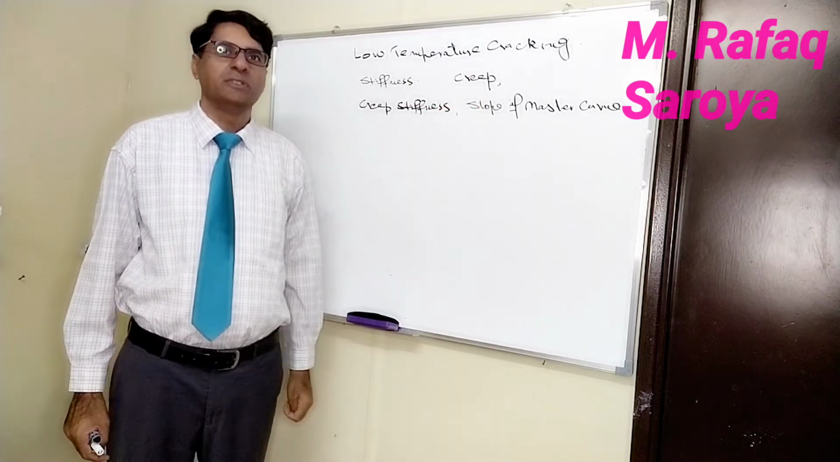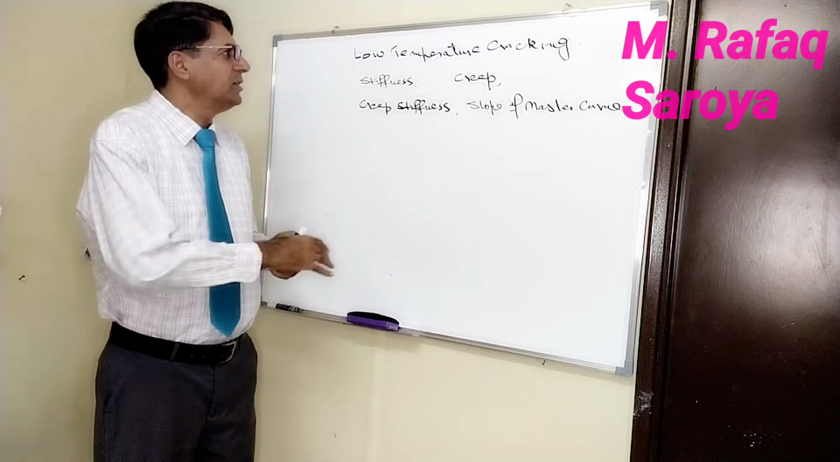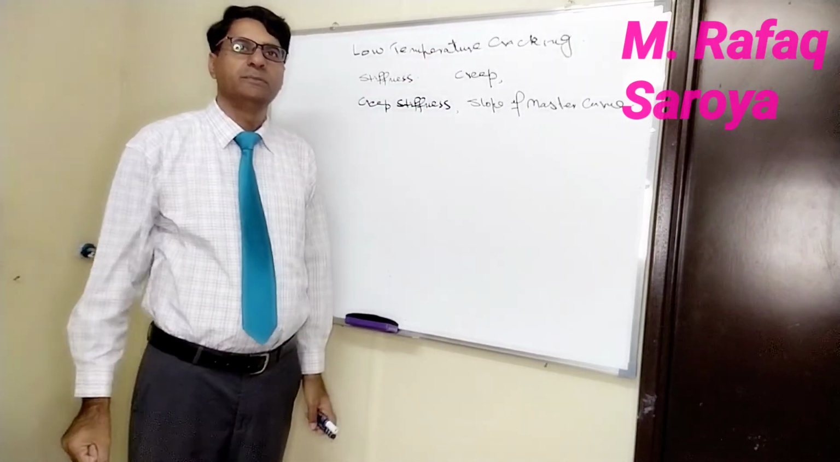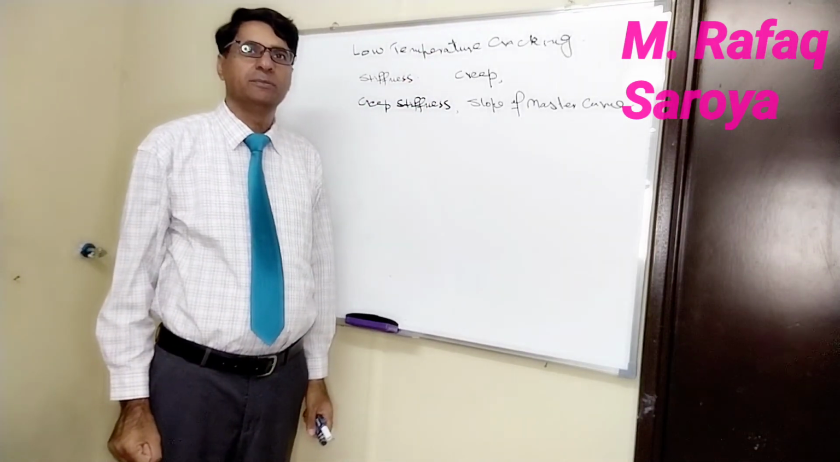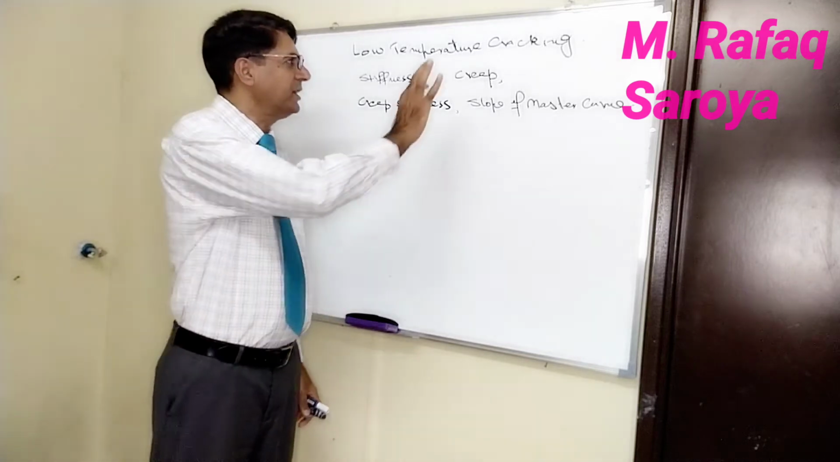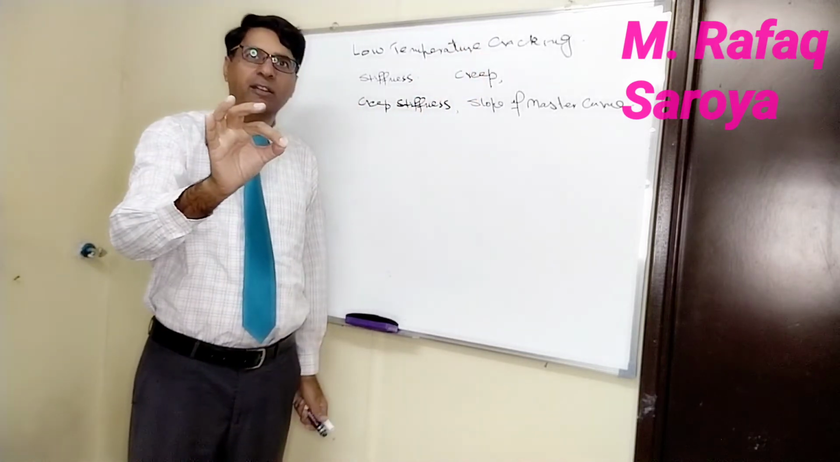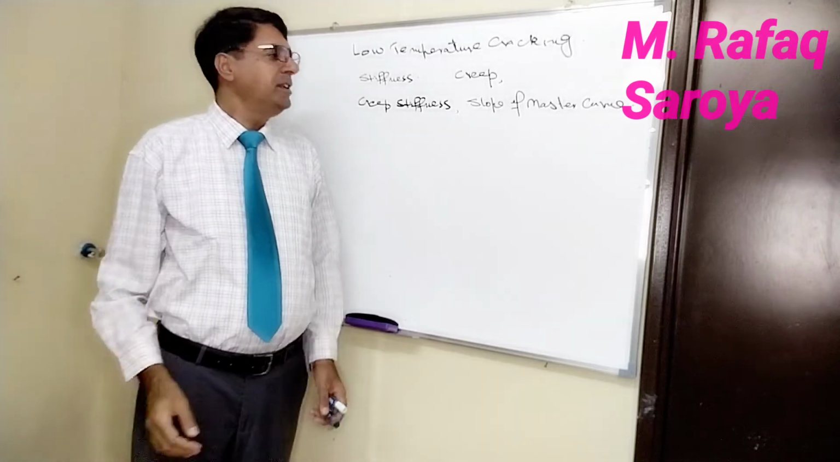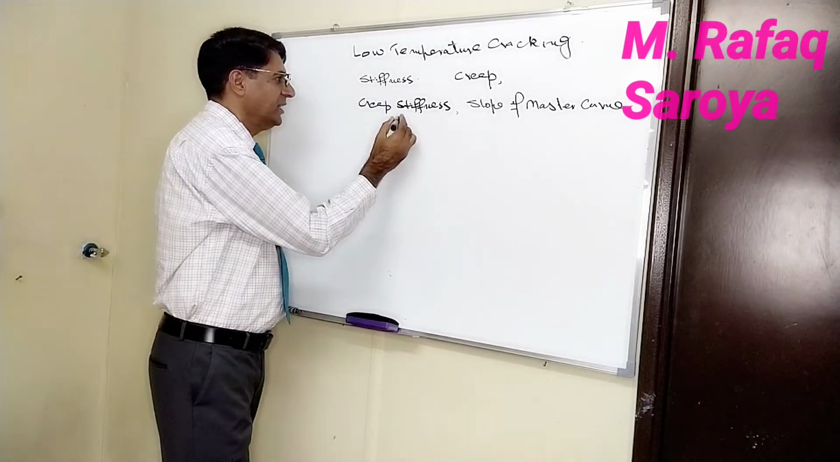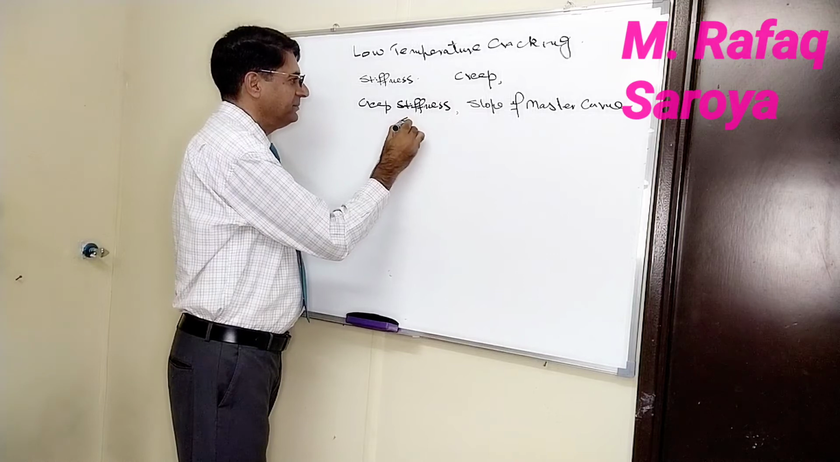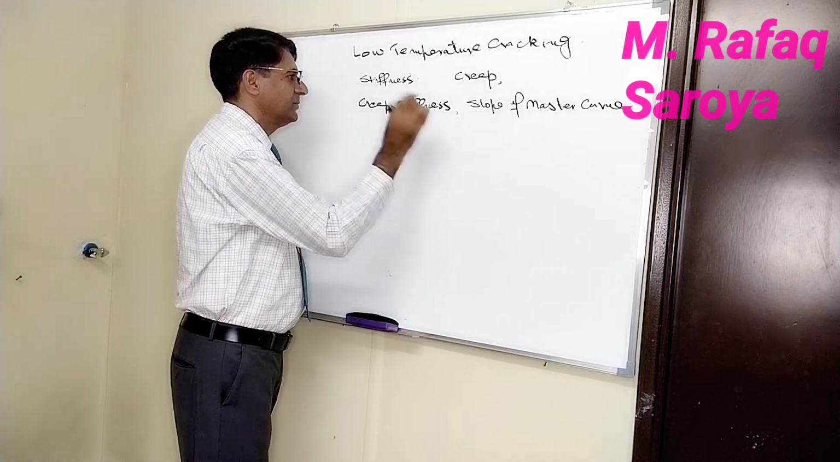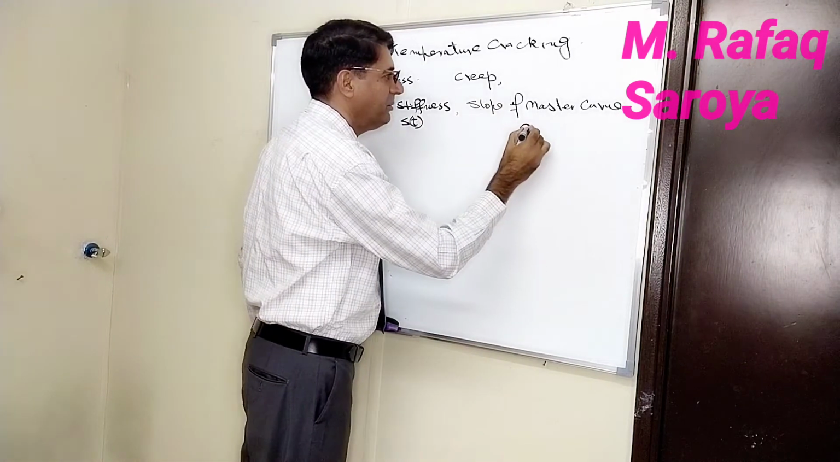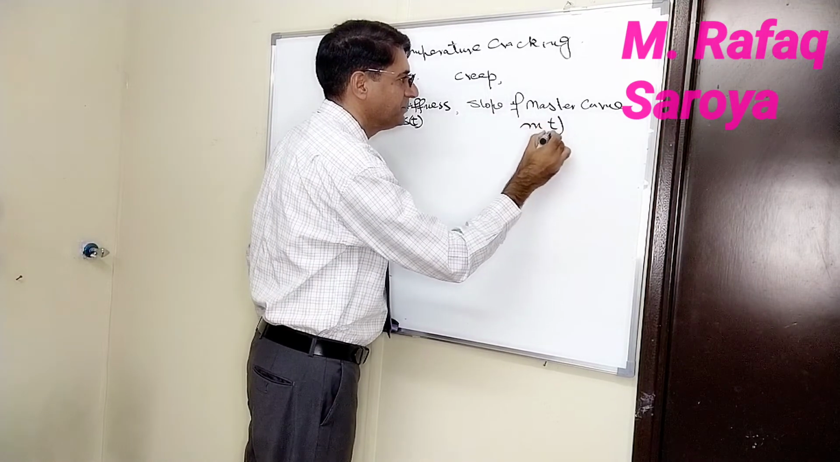This creep, failure due to stress. Clear? Just creep, meaning of the creep. It is the property of the material showing the failure due to stress. This creep stiffness is represented by ST. And this slope of the master curve is represented by MT.